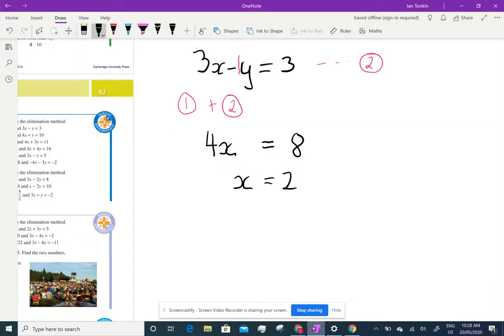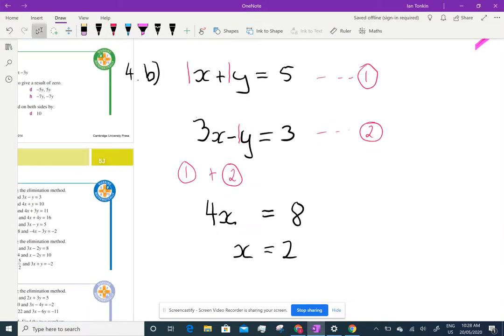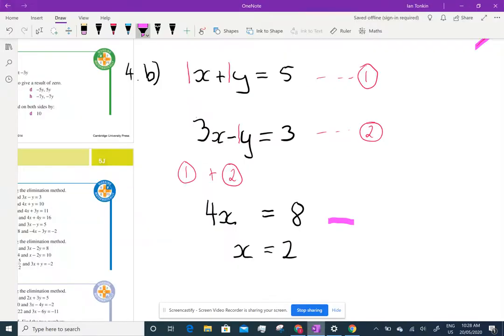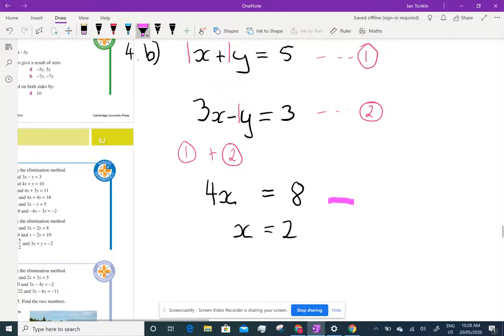So what have I done? I've taken two equations with two variables to give me one equation with one variable, and I solve that. Now, the next step, I can substitute the solution into one of the first equations to find the second variable. Well, we've found x. We have to find y.